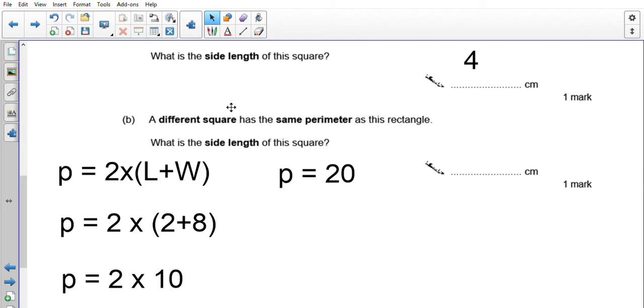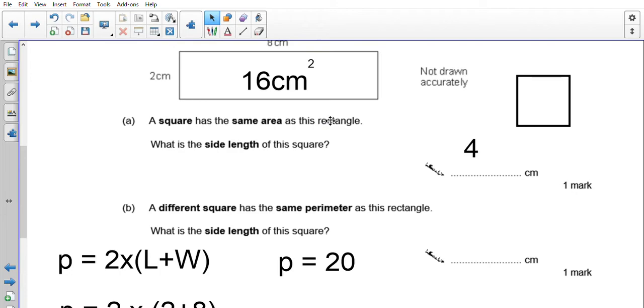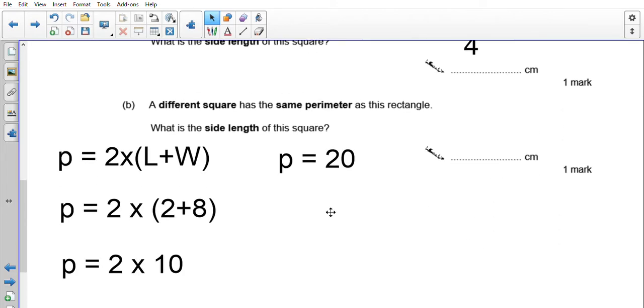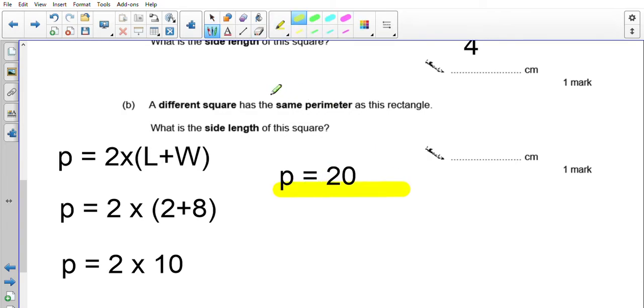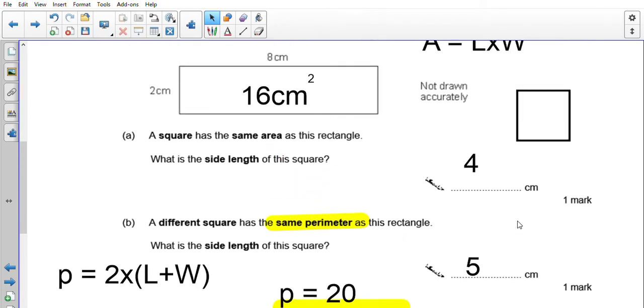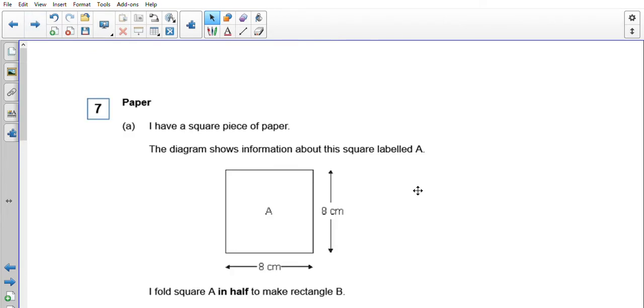Now, a different square has the same perimeter as this rectangle. If we go back to our first square here, if I had 4, 4, 4, 4, it would give me an area of 16 centimetres squared, but also a perimeter of 16 centimetres. So that can't be the same. It can't be the side length here. Now, I know for a square I have 4 sides, and all 4 sides are the same length. So if I want to find the length of one side, knowing the perimeter of the square, and I do know it because it has the same perimeter as the rectangle, I can simply take that number of 20 and divide it by 4, which gives a side length of this square of 5. Okay, question number 7.